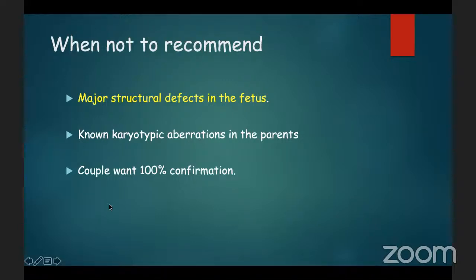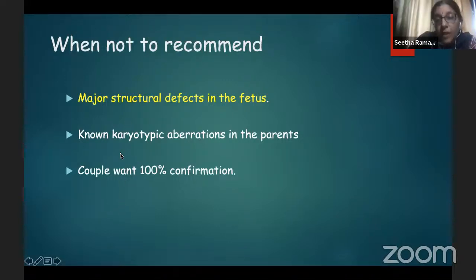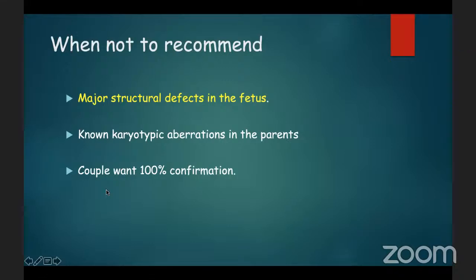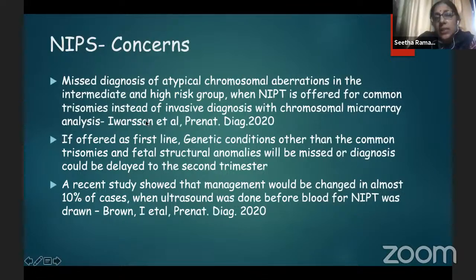You need to do an invasive testing to confirm what this baby is having, and if there are any karyotypic aberrations in the parents. So there are still concerns about NIPS, that you can have misdiagnosis of atypical chromosomal aberrations in the intermediate and high risk group when NIPT is offered for common trisomies instead of invasive diagnosis. And if offered as first line, genetic conditions other than the common trisomies and fetal structural anomalies may be missed, or diagnosis can be delayed.